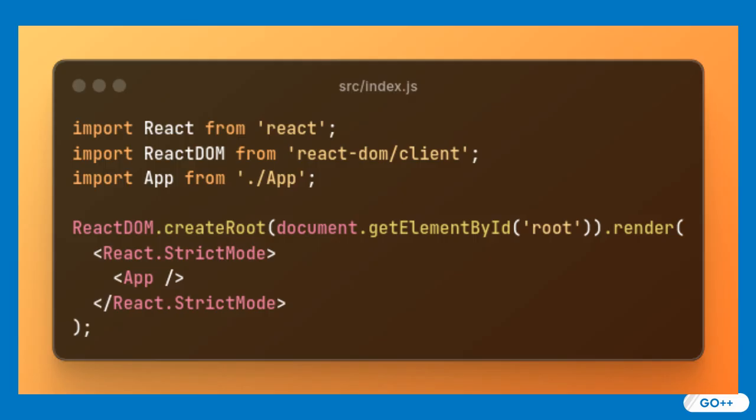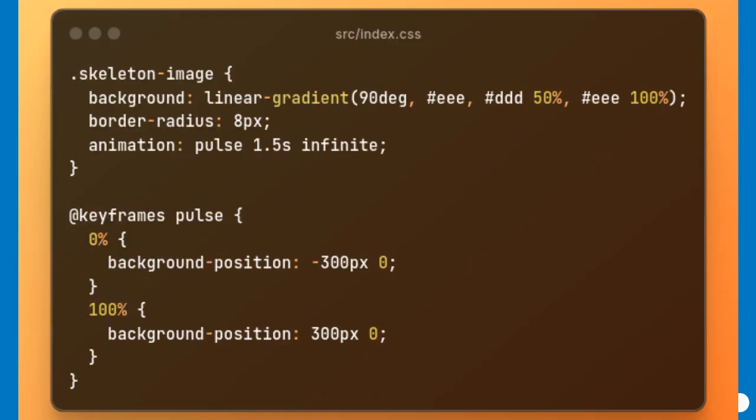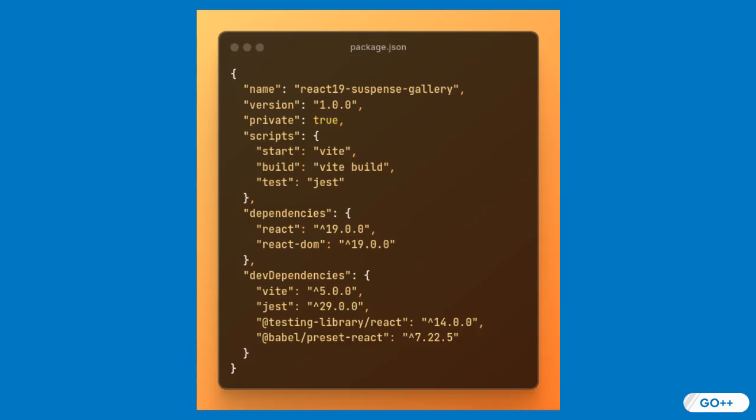The main entry point for the React application, rendering the app component into the root DOM node, and wrapping it with React strict mode for highlighting potential problems. This CSS snippet provides styling for the skeleton shimmer effect and ensures skeletons visually match the gallery images, preventing layout shifts and improving perceived loading performance. This is the project's package JSON, listing all dependencies, including React 19, React DOM, Vite for development, Jest, and testing library for tests.